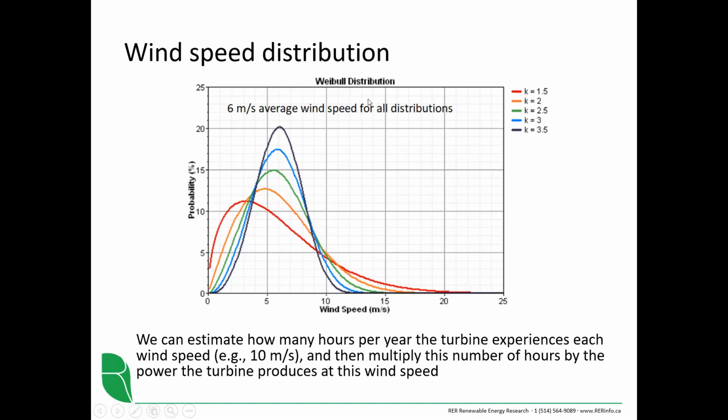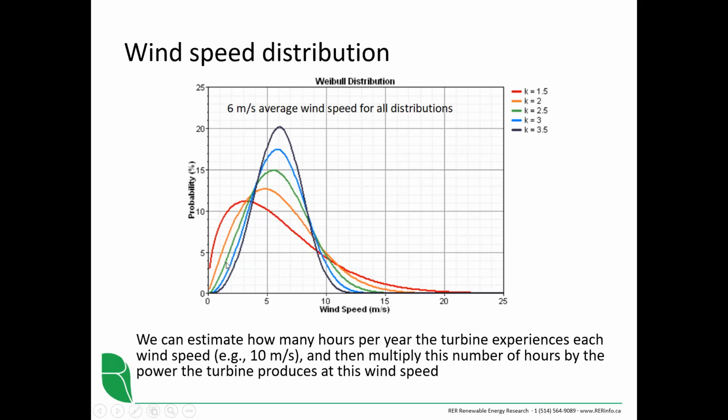So there's this function called the Weibull function, which essentially allows us, using two numbers, to generate an estimate of how many hours per year the wind is blowing at every wind speed. And for this example here, we're seeing the wind speed along the horizontal axis and the probability or the frequency with which that wind speed occurs over the course of the year on the vertical axis.